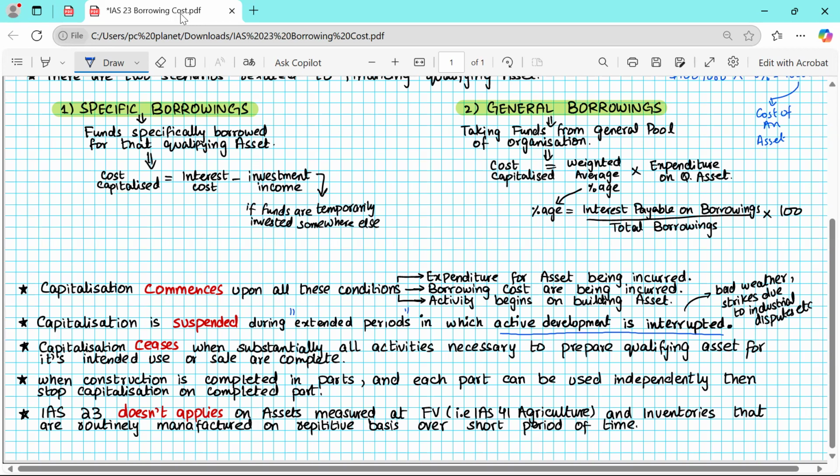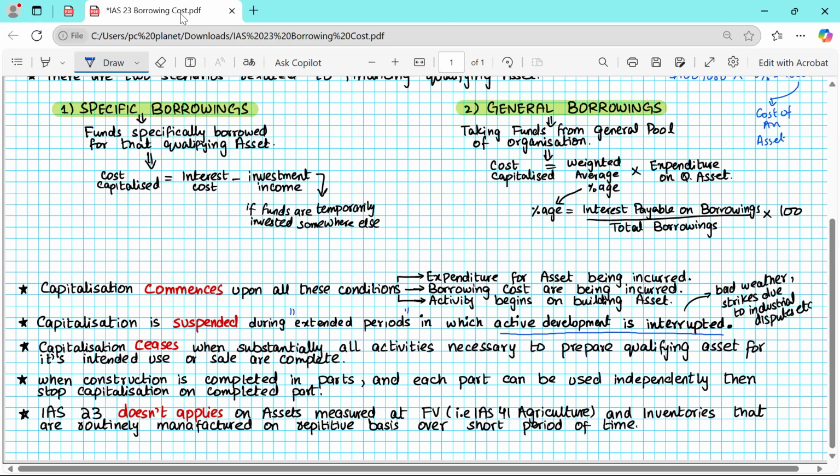And inventories also, you do not apply the borrowing cost on inventories when you are regularly manufacturing an inventory, and the process is completed during a short period of time. So in that case you cannot apply the borrowing cost. How can it be applicable? Let's say you took out a loan for the manufacturing of inventory, so you cannot capitalize that loan.